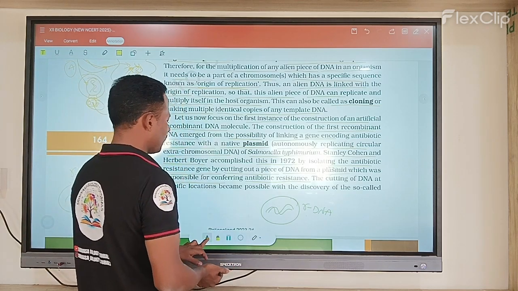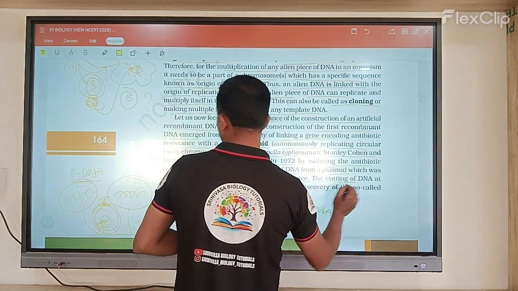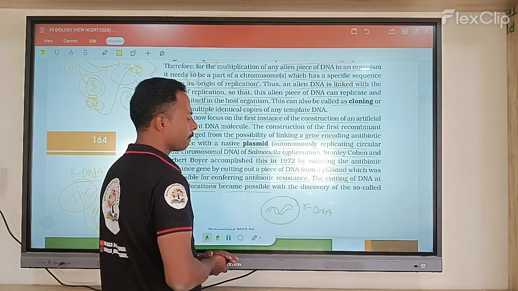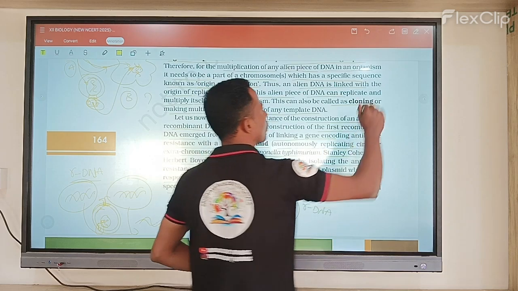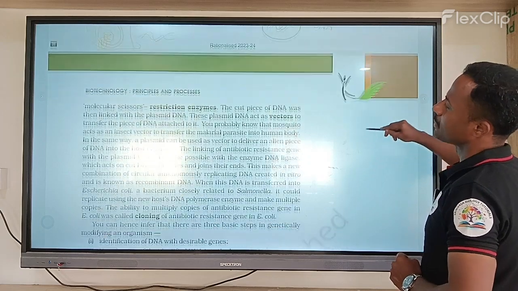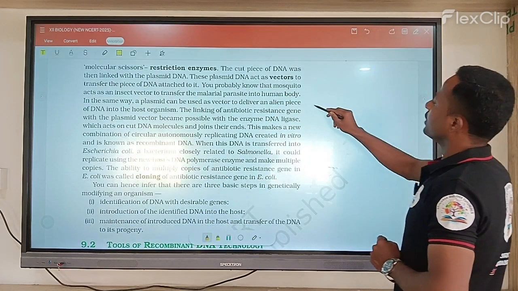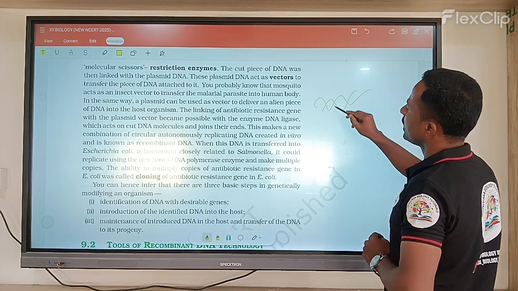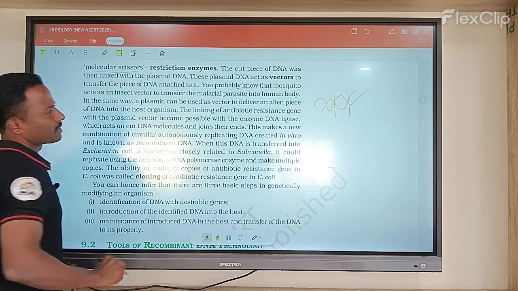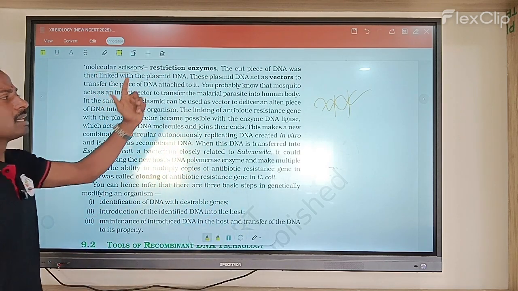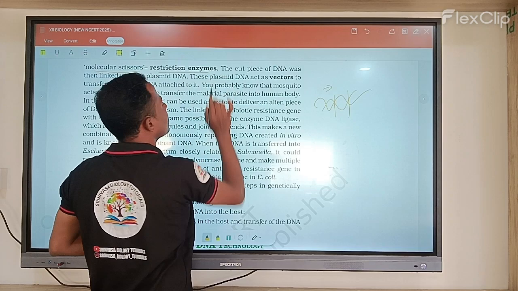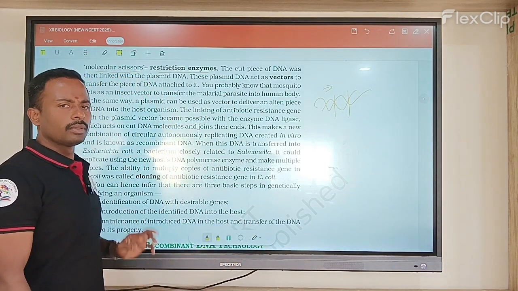Next, the cutting of the DNA at specific locations became possible with the discovery of the so-called molecular scissors, the restriction enzymes. When we take any DNA, we cut it at specific locations with the help of molecular scissors. The enzymes used in these regions are restriction enzymes, which cut the DNA.